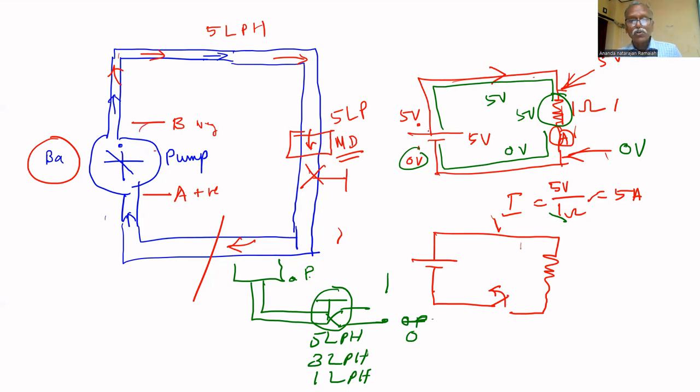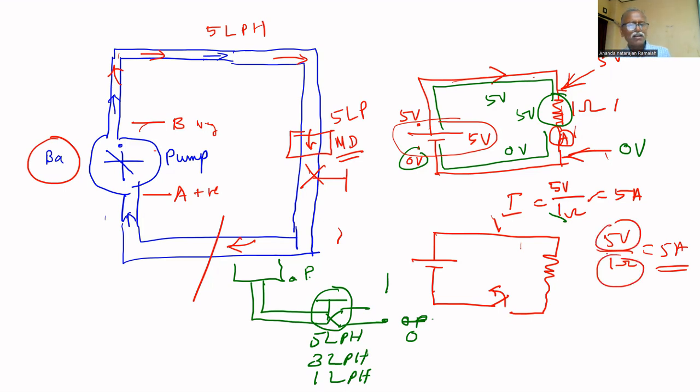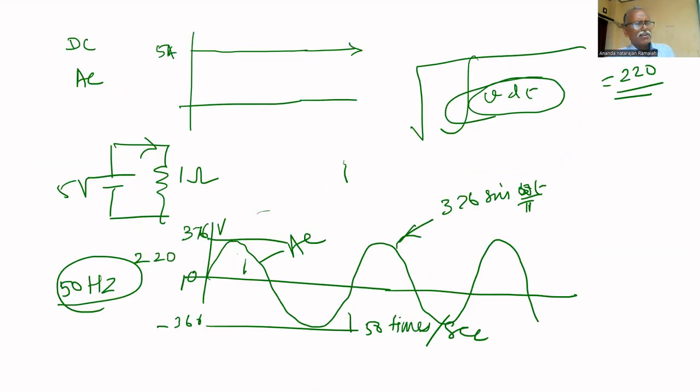This pump is identical to a battery of 5 volt. This tap is identical to this resistance of 1 ohm. Therefore, the flow of current is 5 volt divided by 1 ohm equal to 5 ampere. So this 5 volt is identical to pressure, and 1 ohm is identical to resistance like a tap. That's why you can see a current of 5 ampere. That example we have seen.